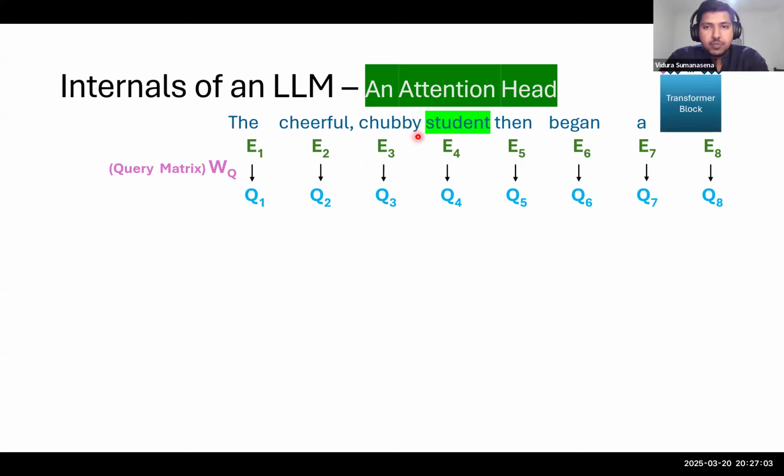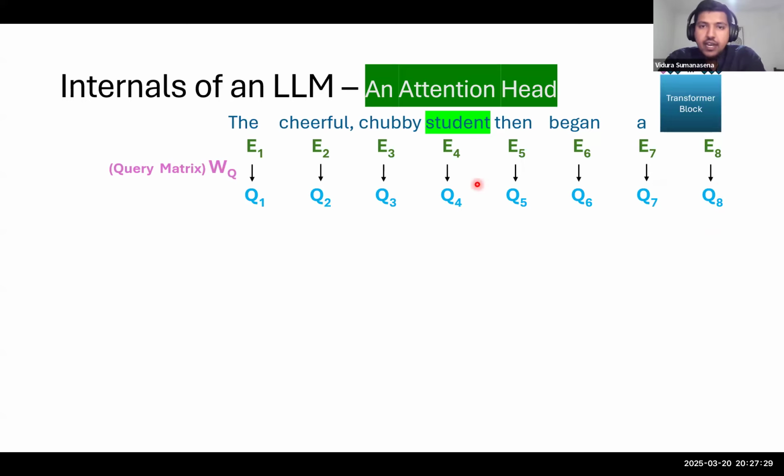In our special case, we will only think about student so that it eases our understanding. So we get questions like: are there any adjectives before "the"? Are there any adjectives before cheerful? Are there any adjectives before chubby? Are there any adjectives before student? These vectors represent that notion of adjectives before me.